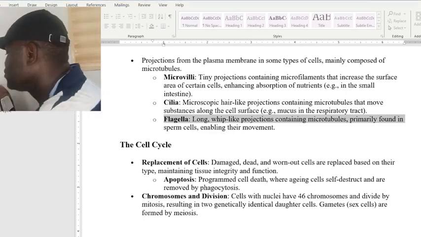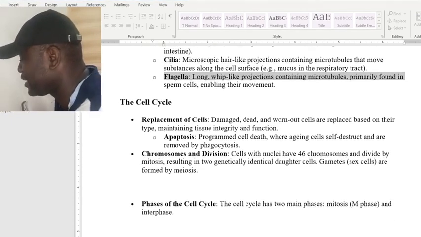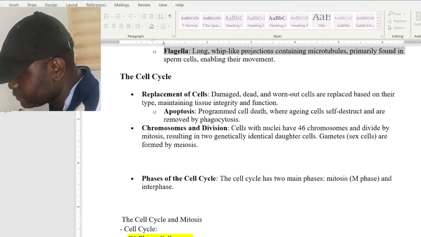So we have flagella too. Flagella also are made of microtubules, and they are primarily found on sperm cells.